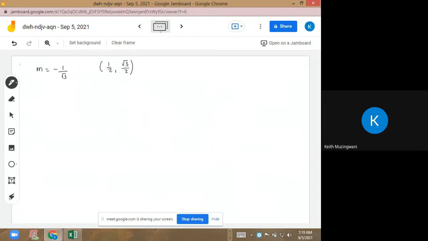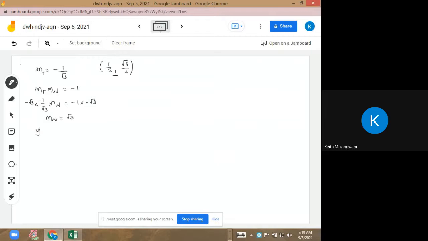Now I want to find the mn. This is the mt. So we know that if we multiply the mt by the mn, we'll get -1. But the mt is known, but the mn is -1. So we multiply throughout by -√3. So we'll get mn is equal to +√3. This is the gradient of the normal line at that point.